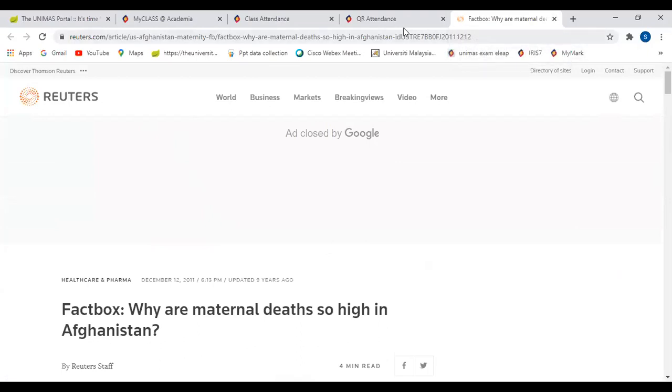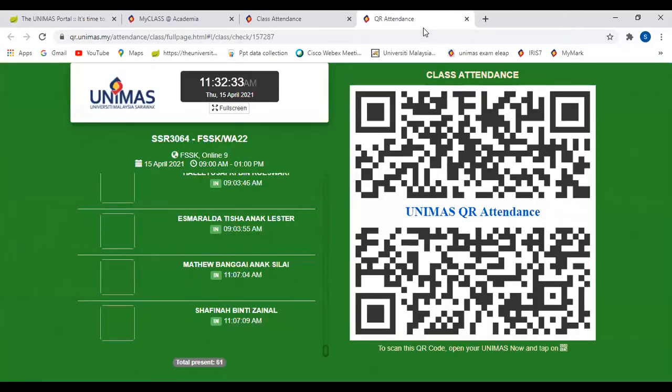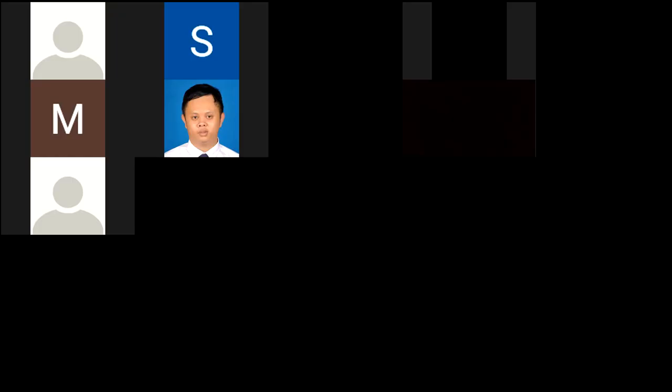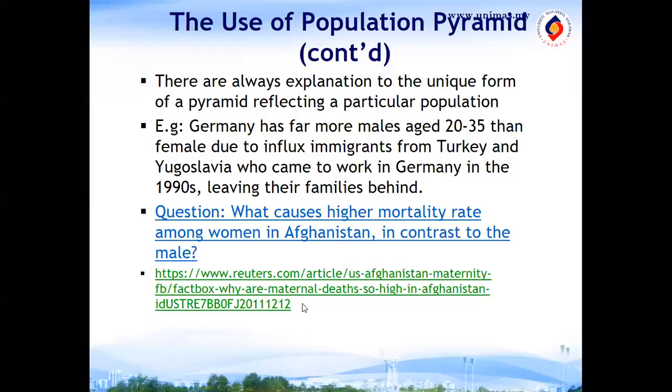So let me close this one. Mana tadi? Close this. Stop sharing, and then continue with our lecture again. Alright, so those are the things yang menyumbang kepada kadar kematian di kalangan wanita, ya, particularly those reproductive group of women. Alright.